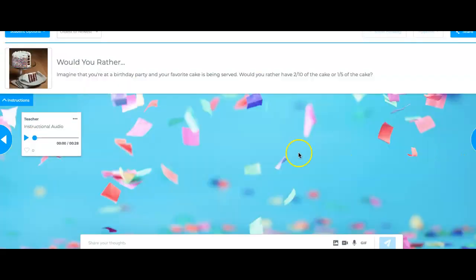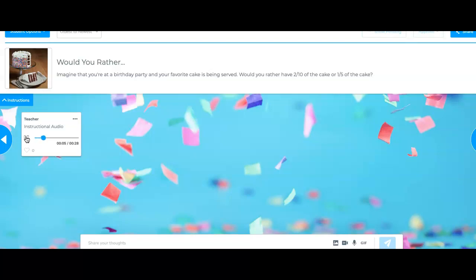Moving on to my next slide, we will be looking at the hook. And students also have the audio to hit the instructional portion to listen to. Imagine that you're at a birthday party and your favorite cake is being served.